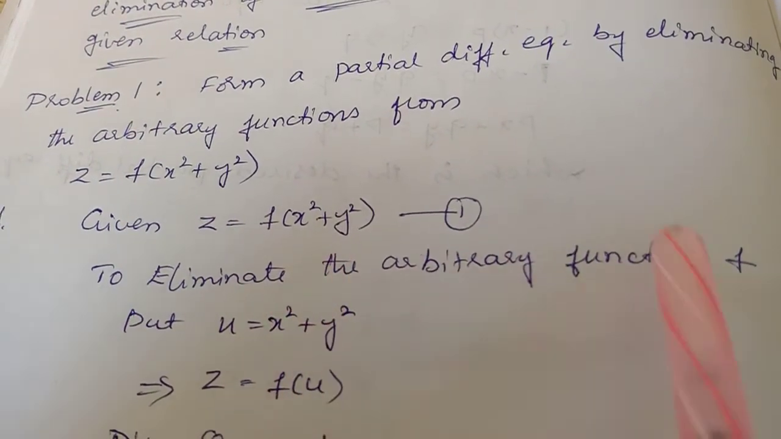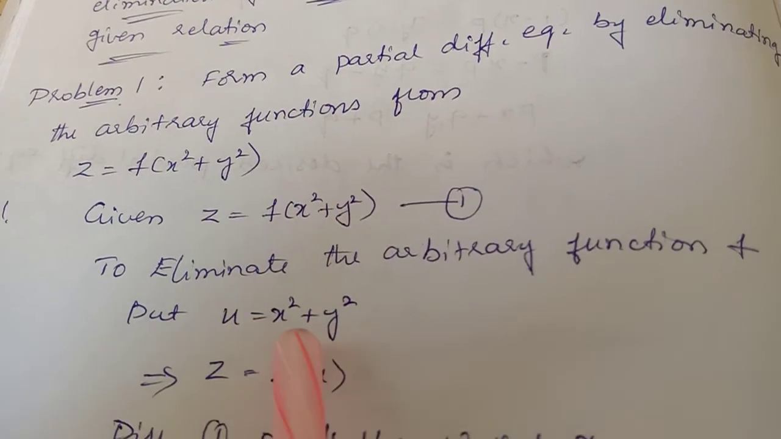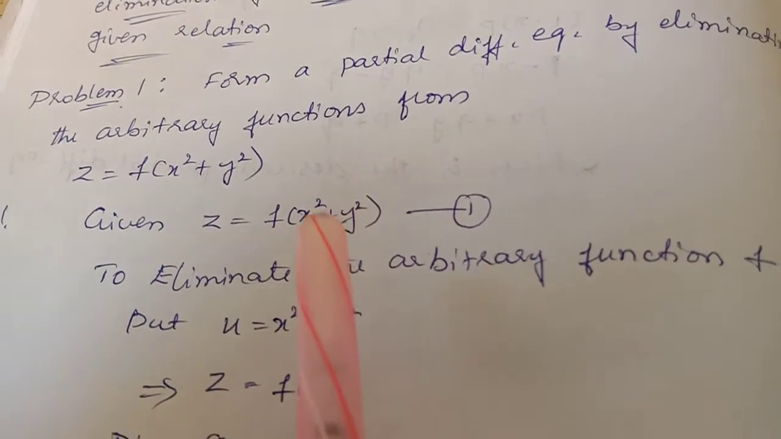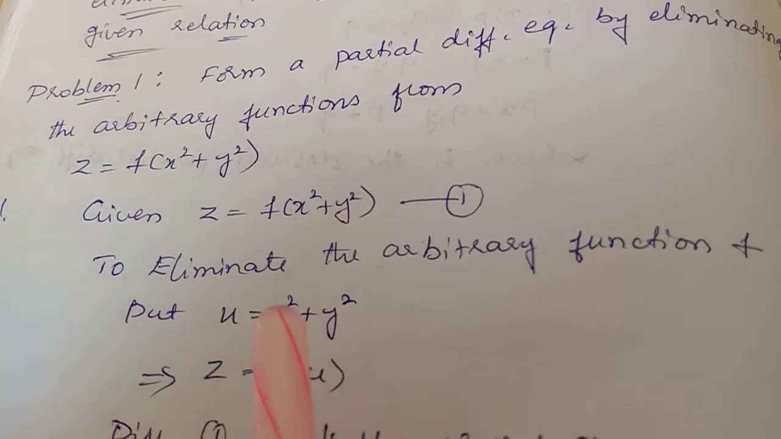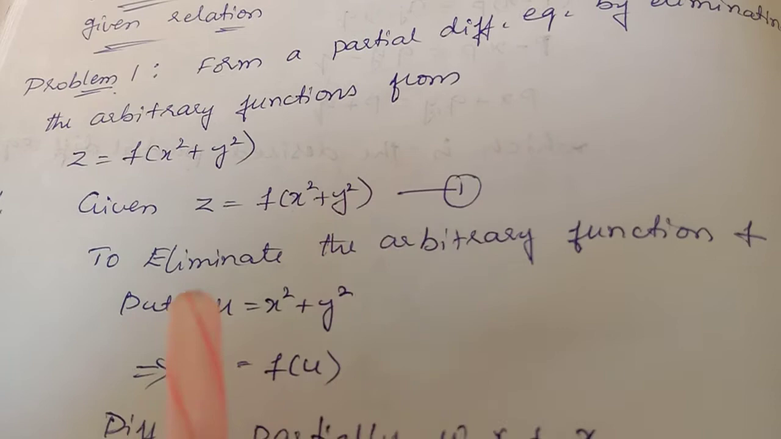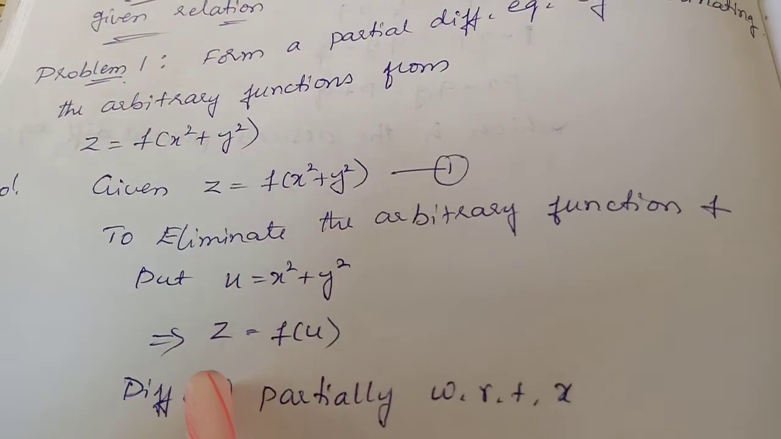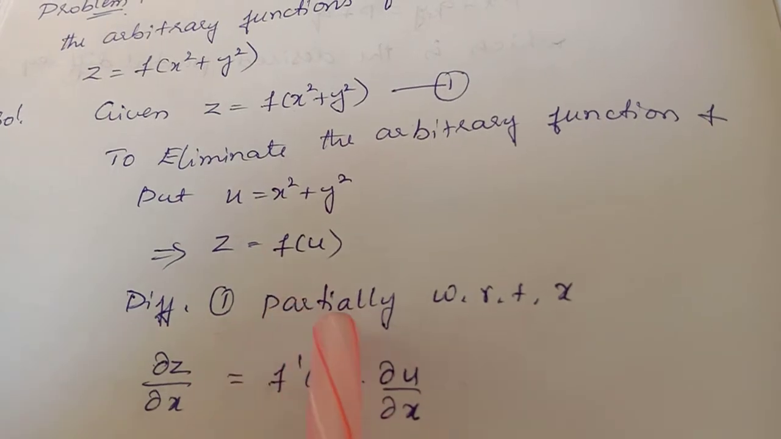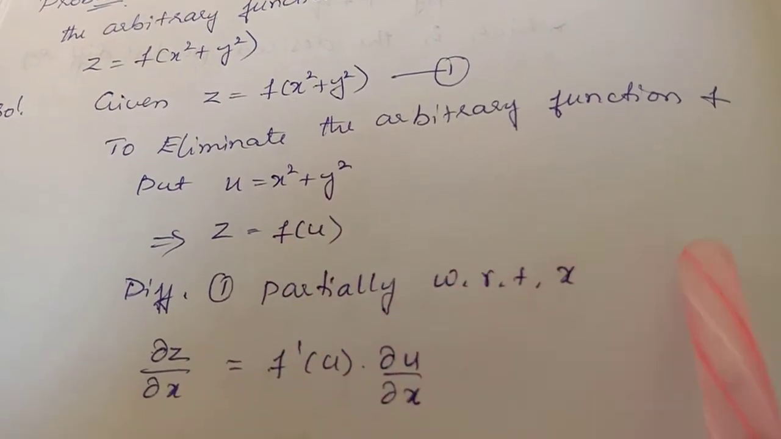Now we want to eliminate the function f. So we are taking, if we have it like this, we can't differentiate. So we are taking u equal to x square plus y square. In place of x square plus y square, substitute u. So we will get z equal to f of u.